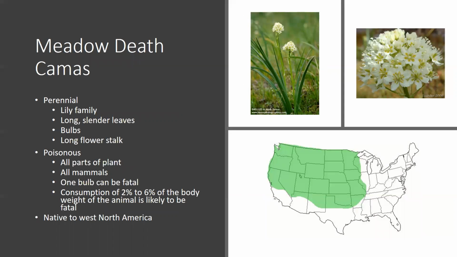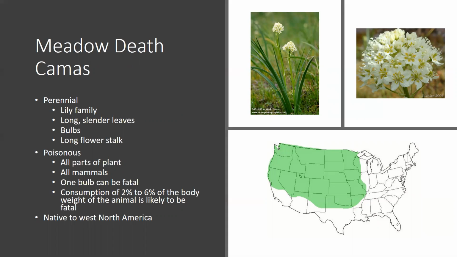All right, the next one we're going to cover is called meadow death camas. This is a perennial and it's related to lilies. It's in the lily family. You can see that with this picture, it kind of looks like a lily if you're familiar with that. It has long, slender leaves with a waxy substance on the outer side of it, and these originate from a bulb.